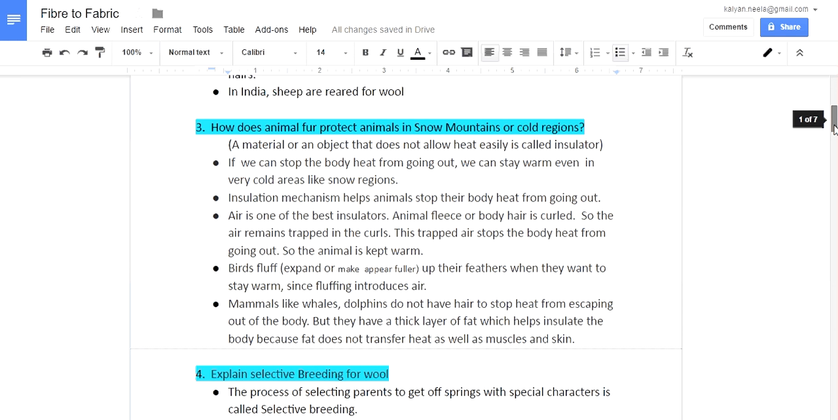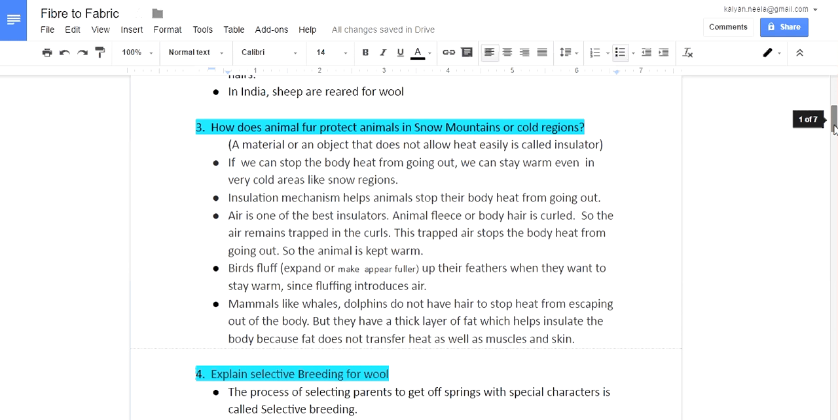So air, to explain in a simple way, air is one of the best insulators, and this air gets trapped in the curly hair on the body of the sheep, and it stops the heat from going out of the sheep's body. The air stops the heat from going out of the sheep's body, so the sheep is kept warm.